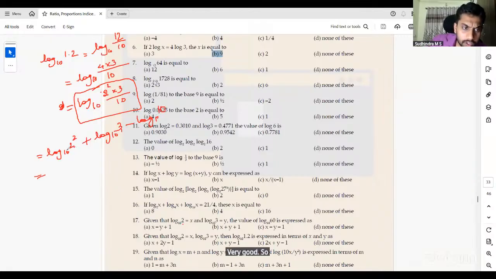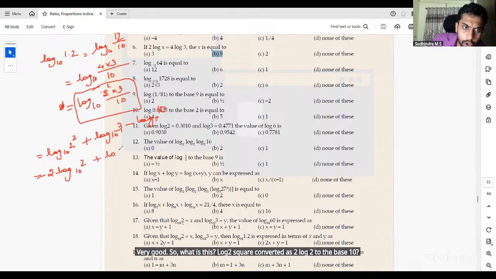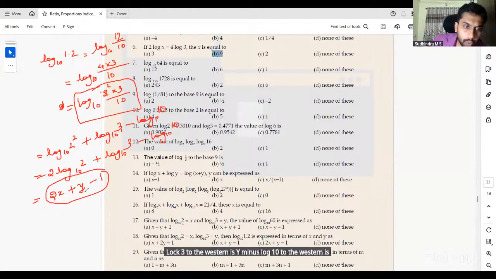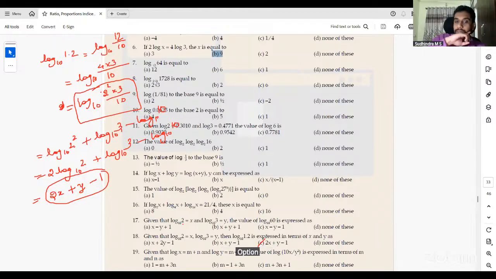So what is this? Log 2 square can be written as 2 log 2 to the base 10 plus log 3 to the base 10 minus log 10 to the base 10. What is log 10 to the base 10? 1. So 2 times log 2 to the base 10 is x, log 3 to the base 10 is y, minus log 10 to the base 10 is 1. 2x plus y minus 1. Option C. Option C is the answer.